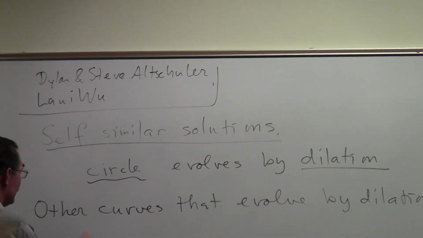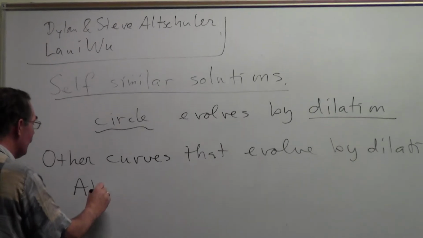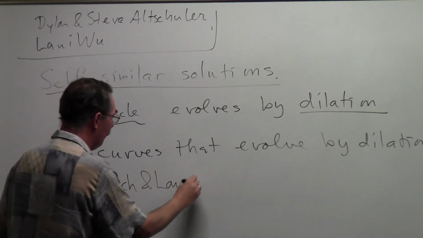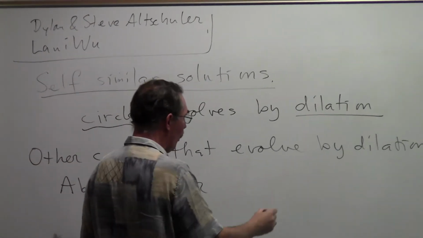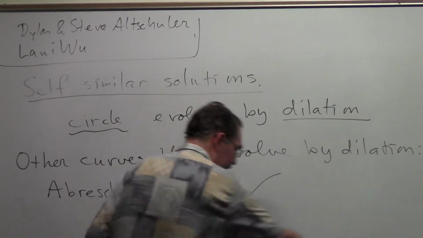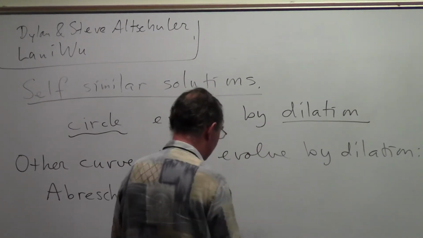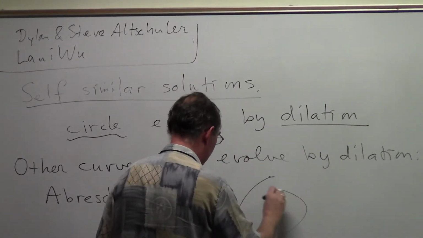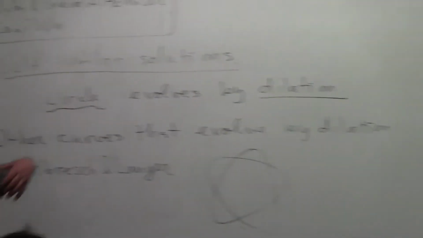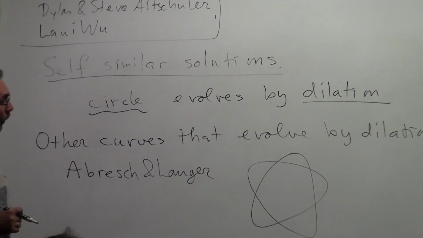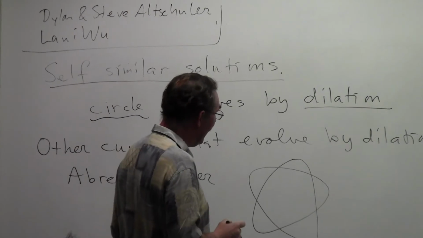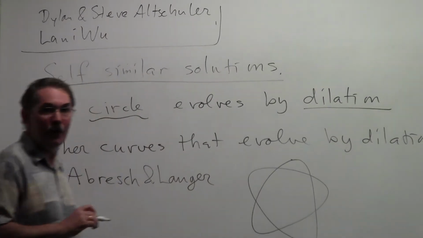And in the plane, the answer was found, again in the late 80s, by Abresch and Langer. And so they look like this. So there are closed curves. This is the simplest one that they found. It's sort of a rounded pentacle, a rounded pentagram.